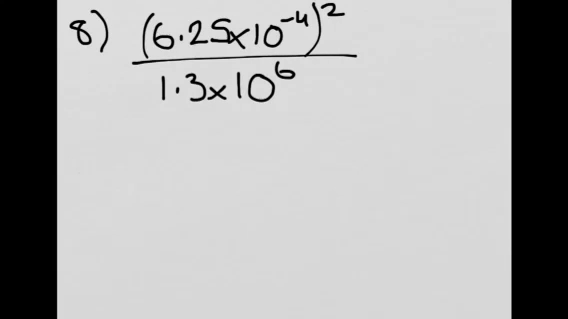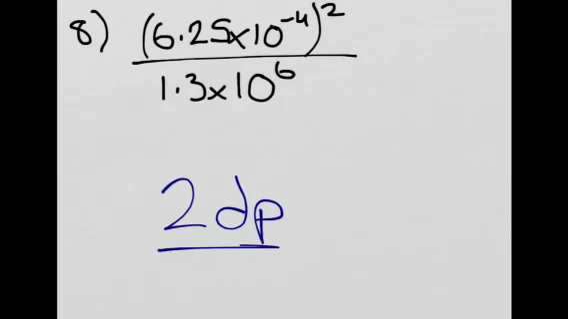In question 8 we're asked to evaluate the expression 6.25 times 10 to the minus 4 all squared divided by 1.3 times 10 to the power of 6. So what you're looking to do here is type that into your calculator, get your answer in standard form, and then round to 2 decimal places. Okay, so just put this into your calculator and round to 2 decimal places.